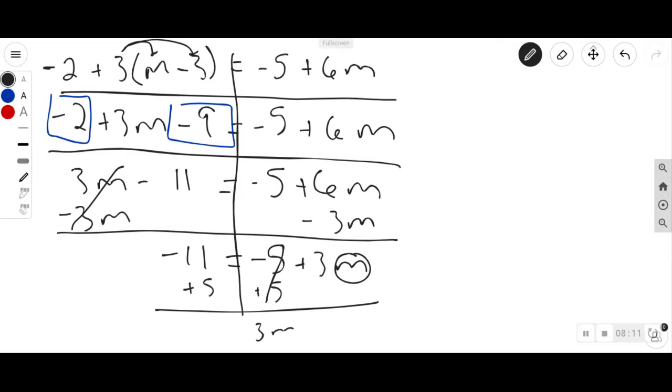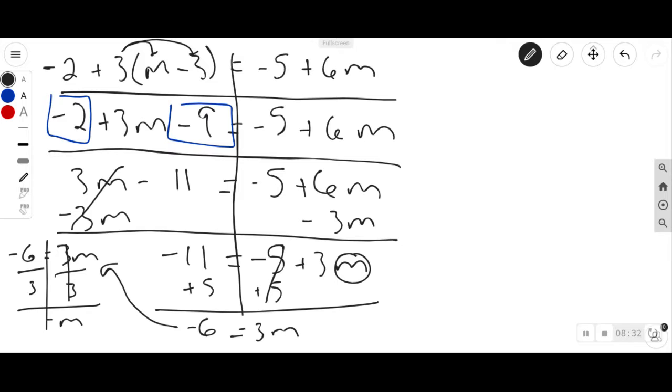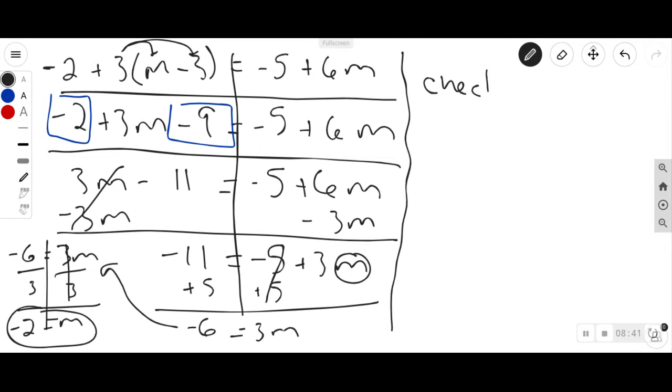So I still have my 3m. And then negative 11 plus 5 is going to give us negative 6. So then, let me just sort of move it over here. So negative 6 equals 3m. I'm going to divide by 3. So m equals negative 2. So there's our answer. Let's sort of just separate here for our check.